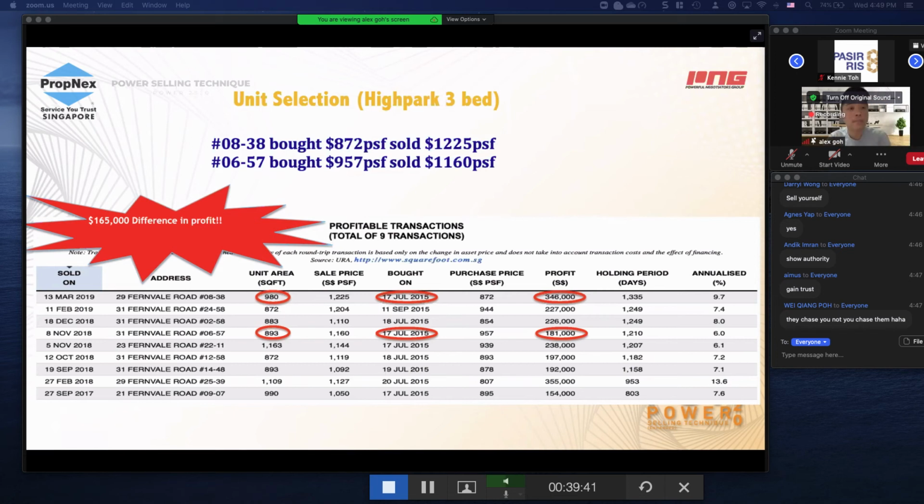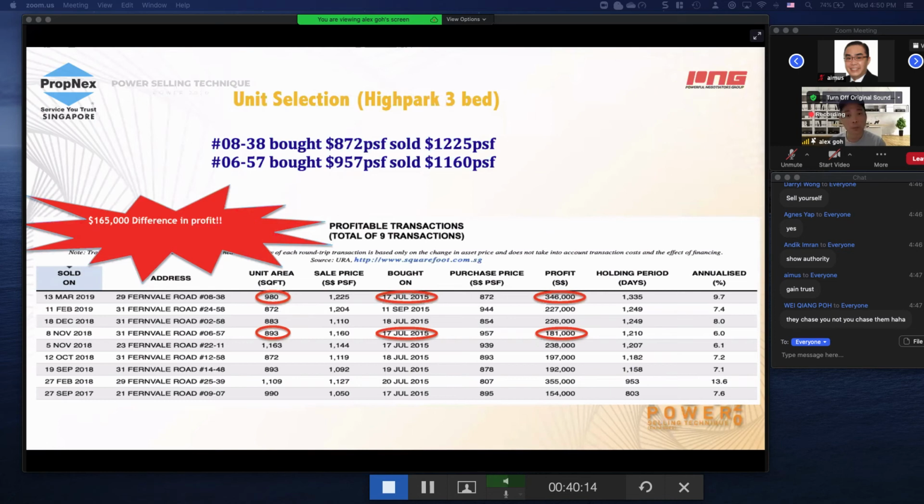But if it's you, would you prefer to make the 346 or the 181? Of course, the higher one, correct? So why is this happening? This is the part I want to share with you. For 0657, the size is much smaller. It's a 3-bedroom compact in this area. And the 0838 is bigger in size.